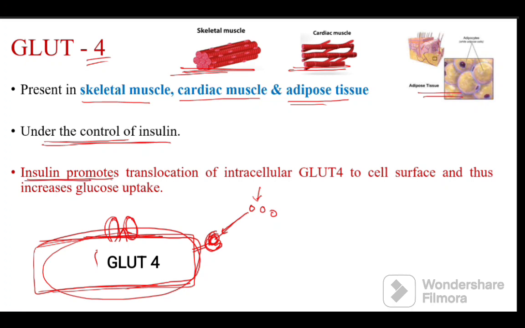So insulin promotes translocation, that is the movement of the GLUT4 from the inner side of the cell to the cell surface, and thus it increases the glucose uptake. So this glucose that is present will be taken more into the skeletal muscle.